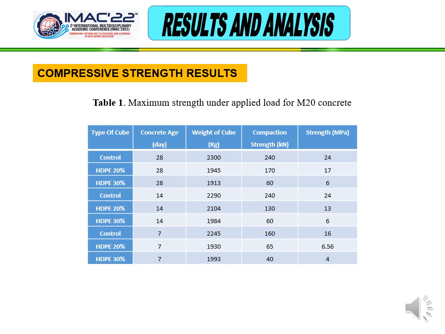For results and analysis, this is the result for compressive strength. The table shows the maximum strength under applied load for M20 concrete. Here we can see the control, HDPE 20% and HDPE 30%, with strength at 7 days, 14 days, and 28 days.